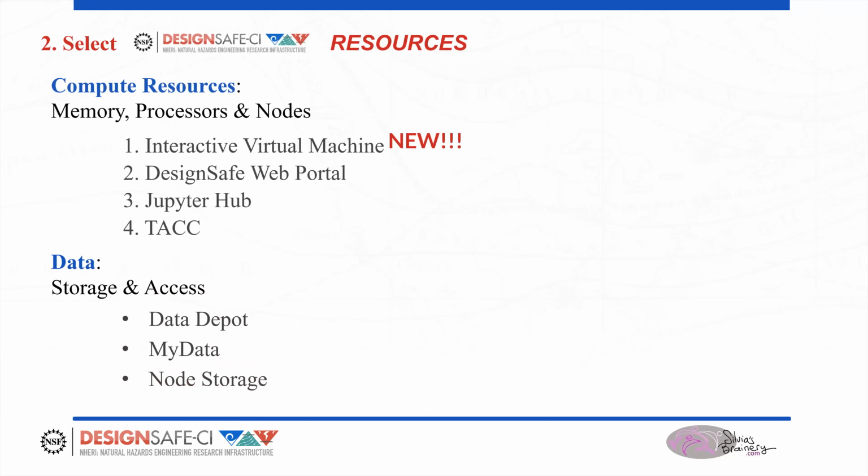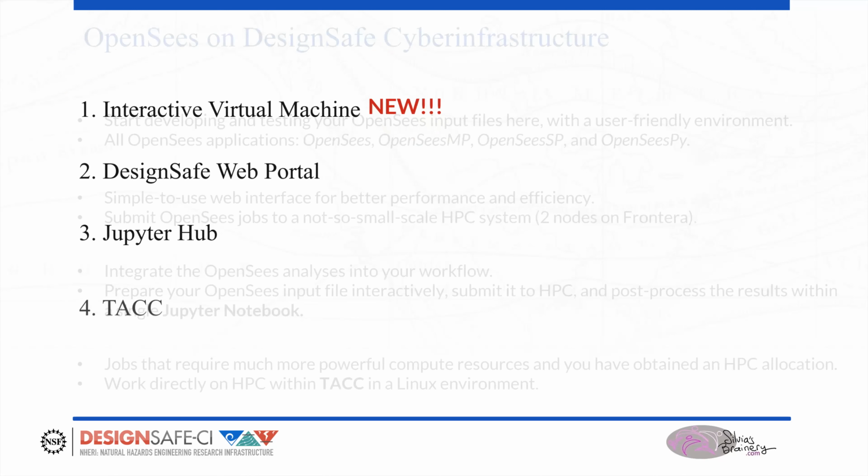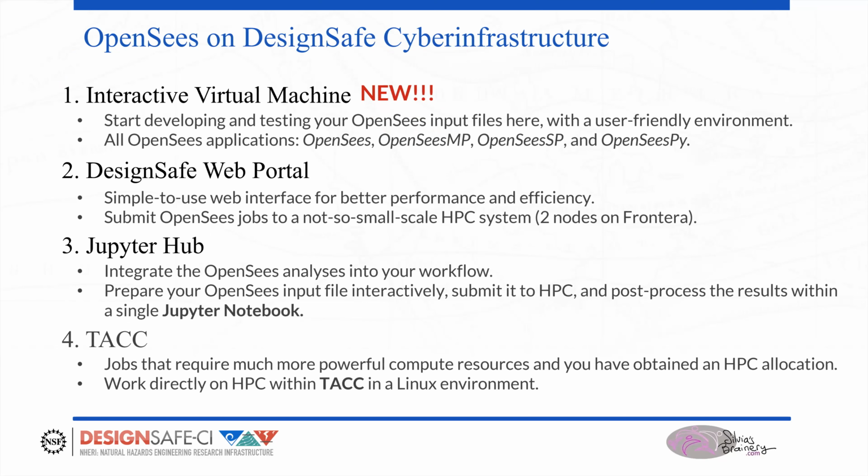Then the other resource, of course, is the compute resources. Now we're talking about processors and memory and nodes. And there's 4 different options that you have for running OpenSees on the DesignSafe CyberInfrastructure. I put a number to them because they are in sequential order, that you start with 1 and you work your way up and up, depending on your needs.